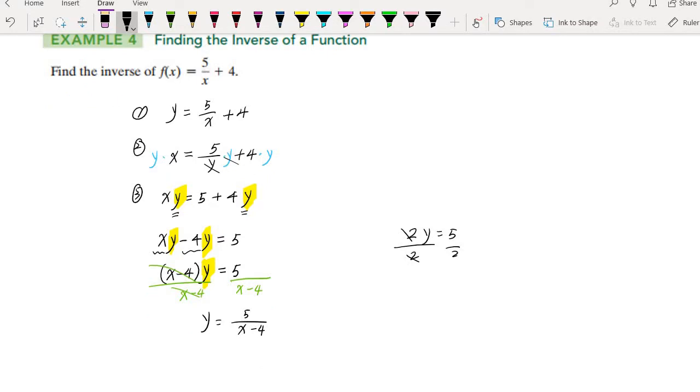Once we have this, the final step is we're going to replace y with f inverse of x equal to 5 over x minus 4. So this is your final answer.